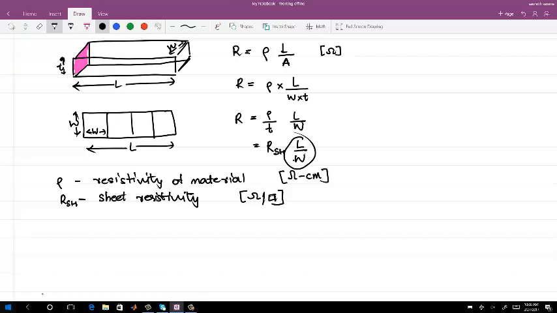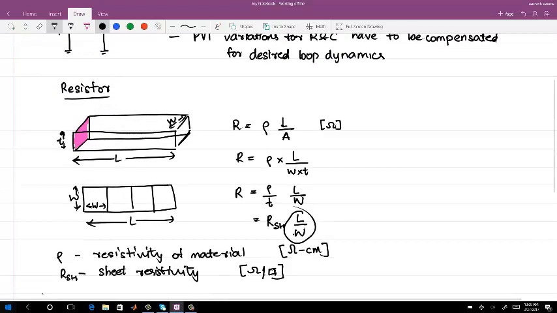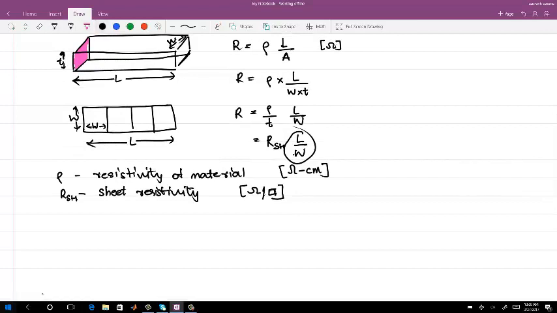So how many squares you have in the two dimensions. That's why it is defined as ohm per square. This is the definition which is being used in any technology. Okay, that is just for the definition part.